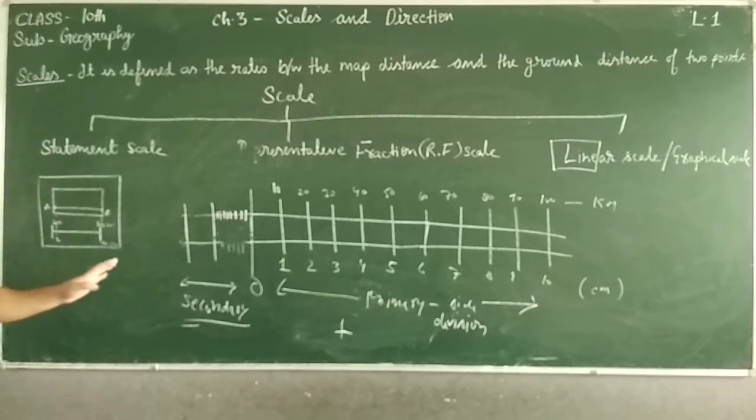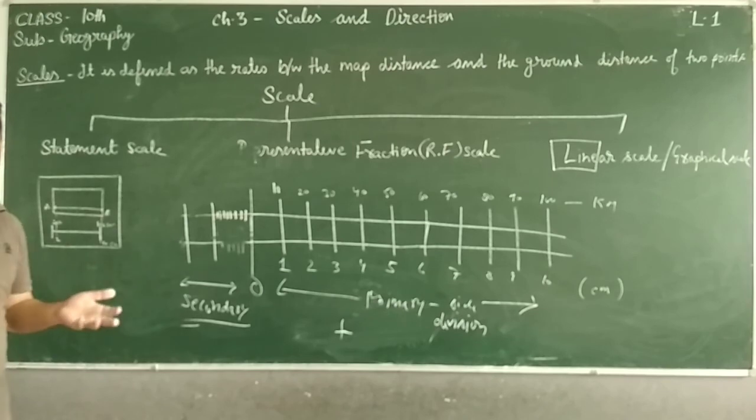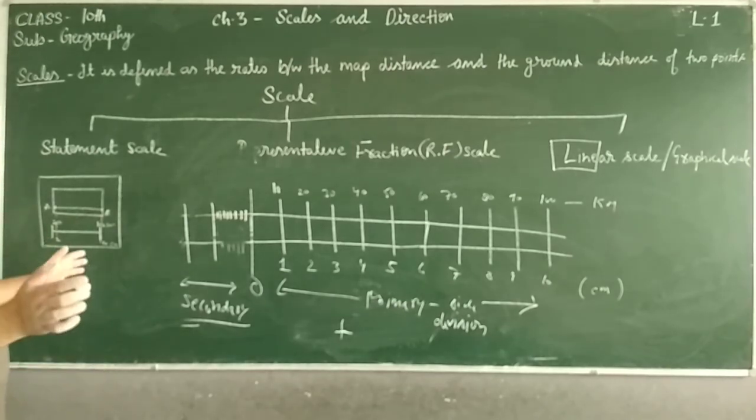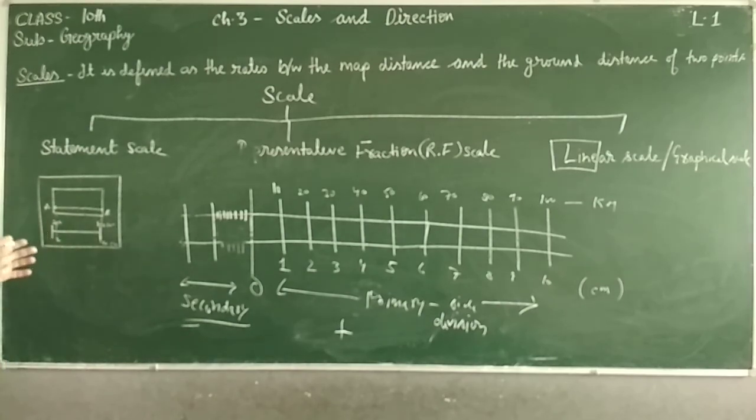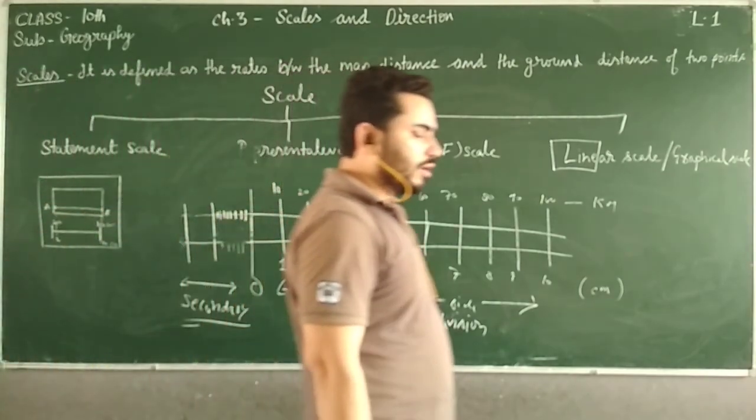For understanding linear scale in a much better way, you can open Google Maps. On Google Maps you will see it properly. The scale is in digital form, so the size will increase and decrease when you zoom in and zoom out. So that was all about linear scale.